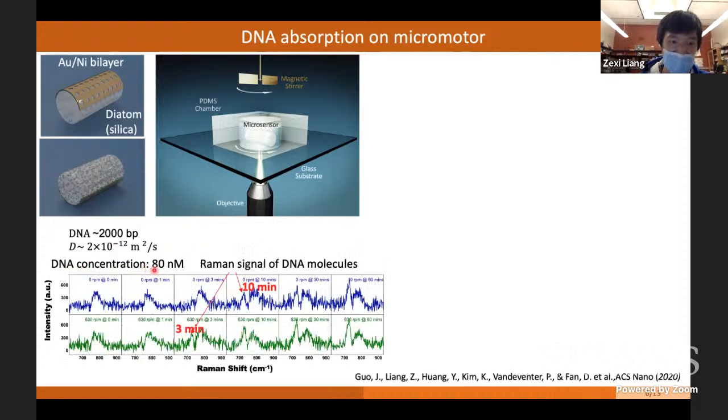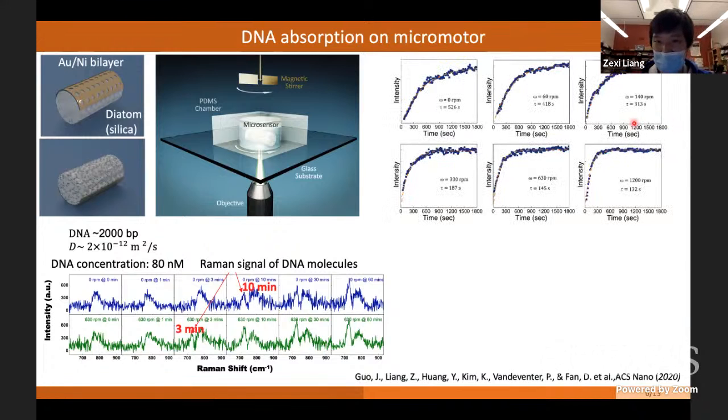Here is one example. When the DNA concentration is only 80 nanomolar, which is a pretty low concentration, we found that without rotation, it takes about 10 minutes before the specific SERS signal of the DNA molecule emerges in the spectrum. Once we rotate it at 630 RPM, it only takes about 3 minutes for the same peak to emerge, which indicates that by increasing the speed, we can reduce the detection time at this low concentration by about 3-fold.